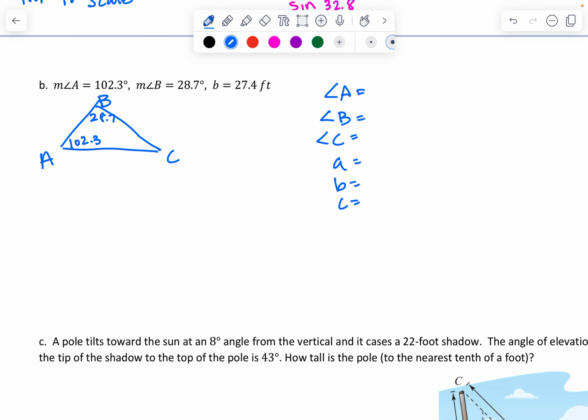So angle A was 102.3 degrees. Angle B was 28.7 degrees. Angle C is 180 minus 102.3 minus 28.7. It's going to give us an even 40, or not even, but no points, no tenths in there. Then it tells me that B is 27.4, so side B is 27.4.